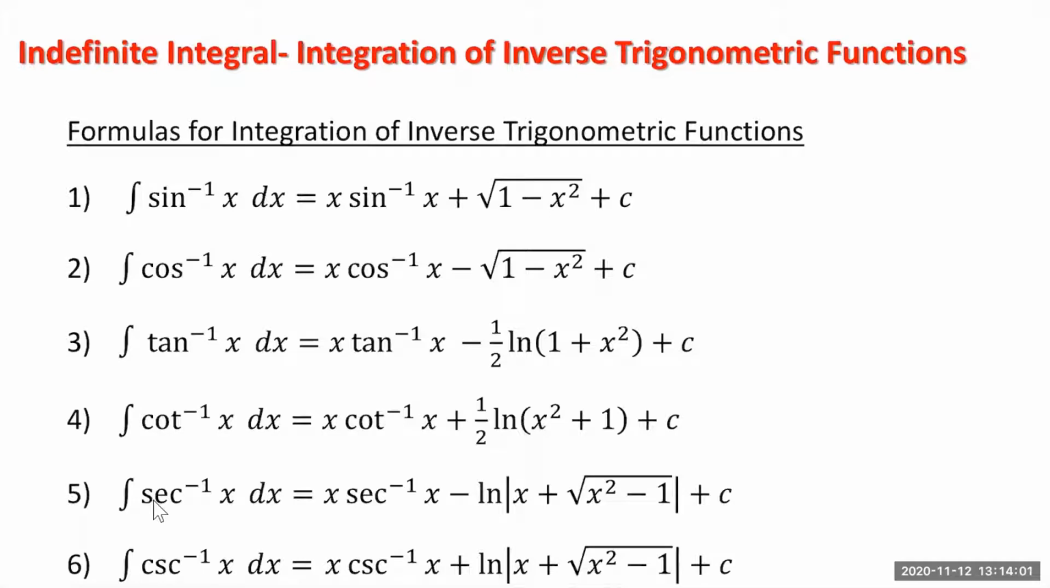And you can also see the similarity between the secant inverse x and cosecant inverse x. Integration of secant inverse x is x times secant inverse x minus the natural log of the absolute value of x plus the square root of x squared minus 1 plus the constant of integration c. Whereas in case of cosecant inverse x, this sign here, it is plus. There was minus in secant inverse and plus in cosecant inverse.